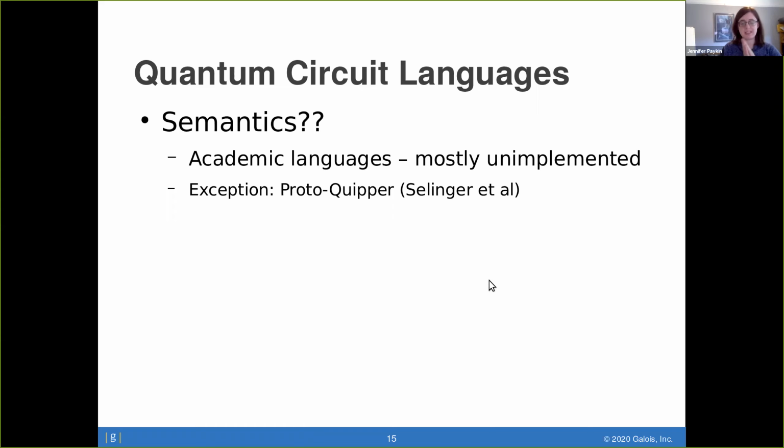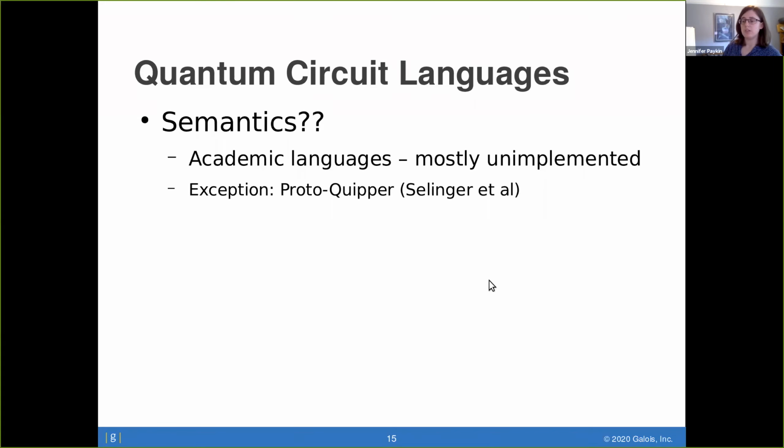But one thing that's missing from these languages is a connection to the semantics. So what do I mean by that? Circuits, I said, inherently have a mathematical meaning, right? We can describe what they do. But in order to connect that to real programs, you have to actually implement the semantics in a way that is a formal analysis of the entire language.